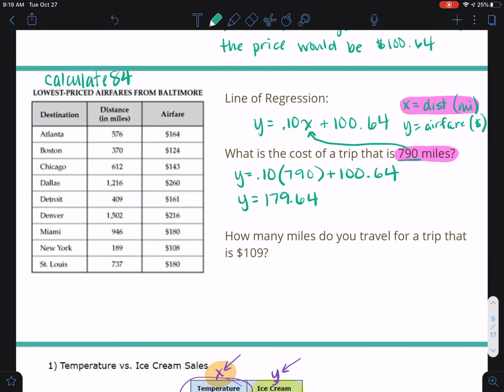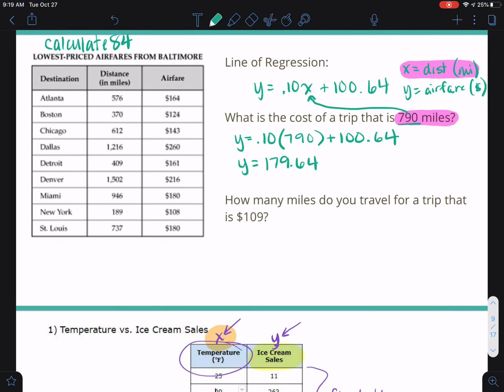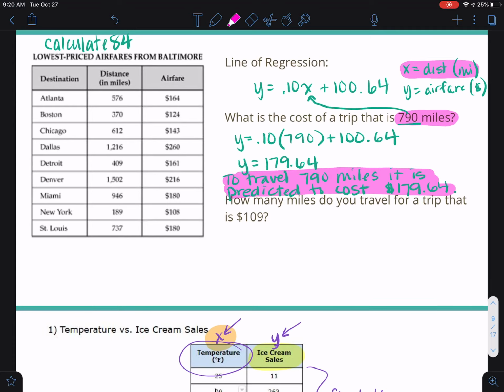Okay, now remember y values here. We know y is airfare, so airfare is going to be dollars. So we're going to say to travel 790 miles, it is predicted, because we don't know for sure, to cost $179.64. So that's our answer. We used our equation to make that prediction. Now, when you actually go to fly that amount, is it going to be that exact cost? No, but we're going to predict that it's going to be close to that.